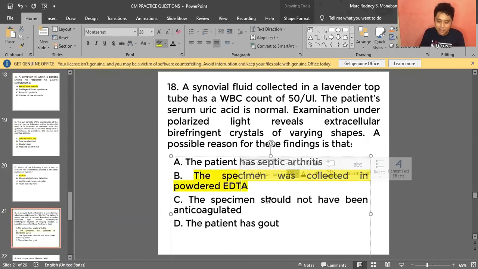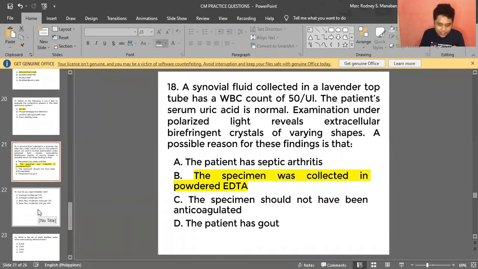The letter B. The specimen is collected in powdered EDTA. Remember, it's not recommended to use powdered anticoagulant when we examine synovial fluid. Why? Because again, it interferes with crystal identification. Alright, so letter B. The specimen is collected in powdered EDTA.